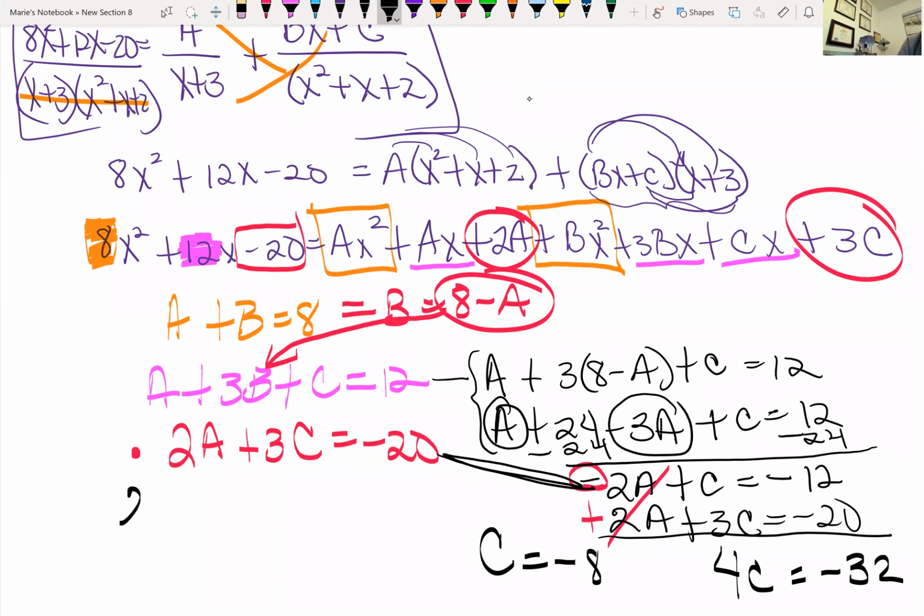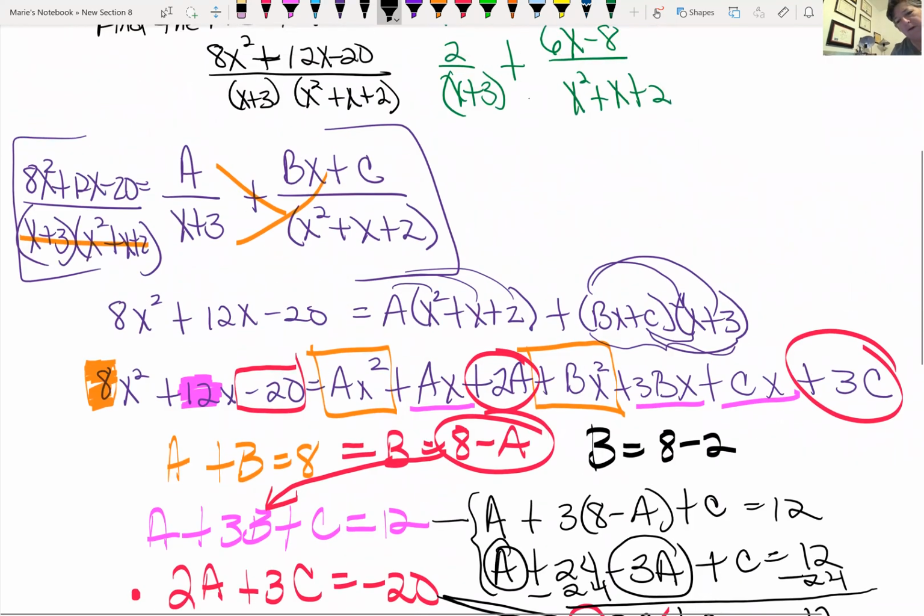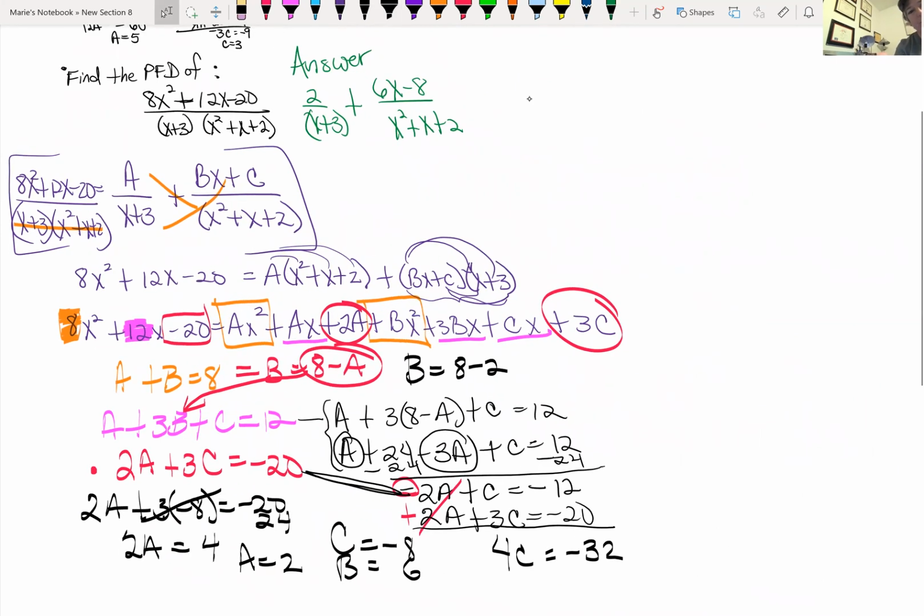Okay, great. So that means that 2 times A plus 3 times negative 8 is equal to negative 20. So 2A is equal to positive 4. In other words, this is negative 24. I'm going to add it to both sides, so I have a positive 24, canceling that out, leaving me a positive 4. So A is 2. Because A is 2, I know that B is equal to 6 because 8 minus 2 is 6. Final answer is what I gave you up here: A is 2, B is 6, and C is negative 8.